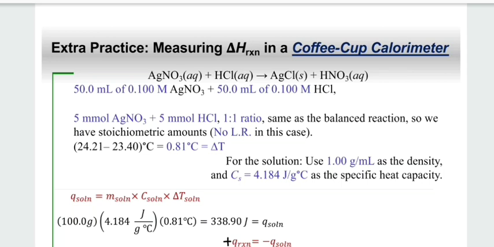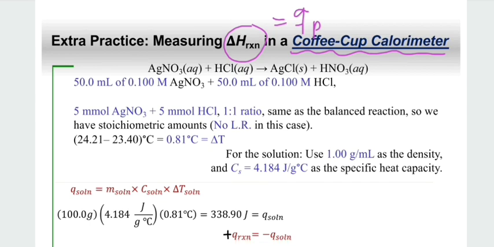I have this next example. Here I am going to calculate again the enthalpy for a reaction that is measured in a coffee cup calorimeter. Remember that in a coffee cup calorimeter, reactions are held at constant pressure, so this Q becomes QP. That's why I can calculate the enthalpy of my reaction.